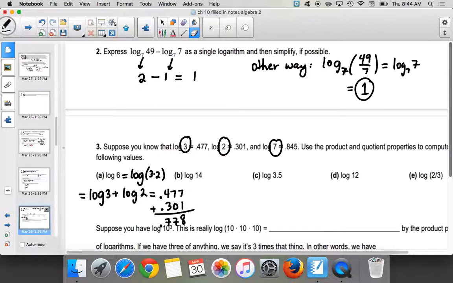All right, so how about log of 3.5? So think about the numbers we have. We have 3, 2, and 7. How can we combine those numbers to get 3.5? 7 over 2. Yeah, 7 divided by 2. Did you guys see what Kyle's saying? 7 divided by 2, that's 3.5.